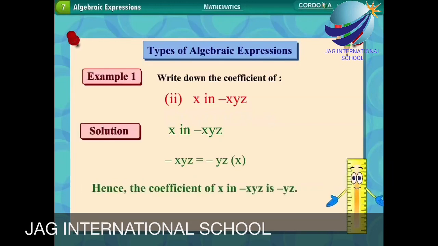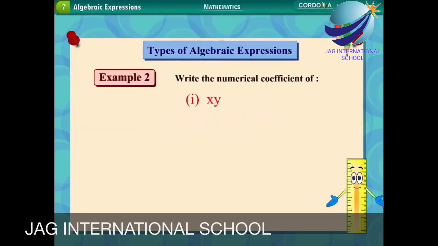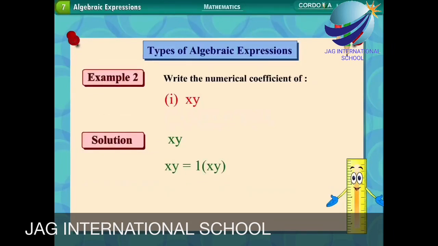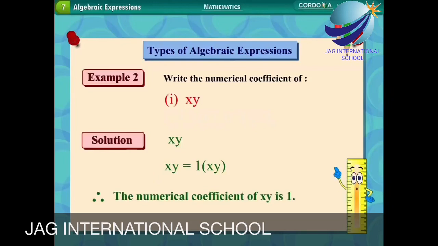Hence, the coefficient of x in minus xyz is minus yz. Example 2. Write the numerical coefficient of xy. Solution. xy is equal to 1 into xy. Therefore, the numerical coefficient of xy is 1.